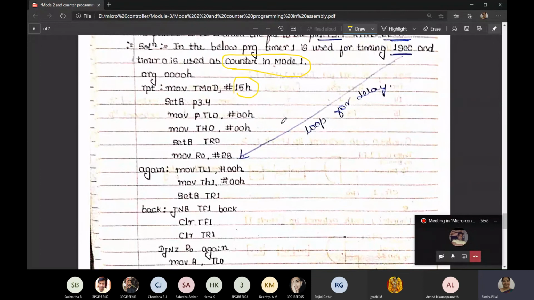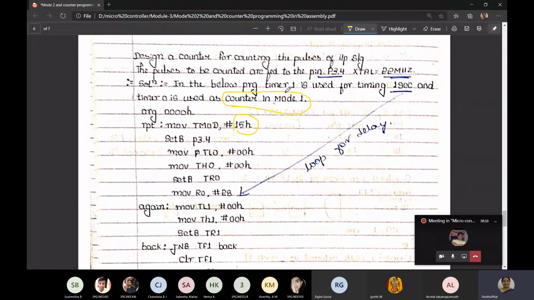Okay, when I'm writing it as 15H, here the timer also is used. Timer is used to generate the delay, and counter is used to count the pulses. So both things are used here. So whenever TMOD is filled with 15H, timer 1 is used and counter 0 is used. And it is working in mode 1. Okay, mode 1 means 16-bit.